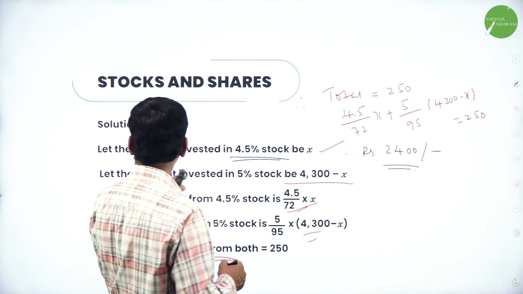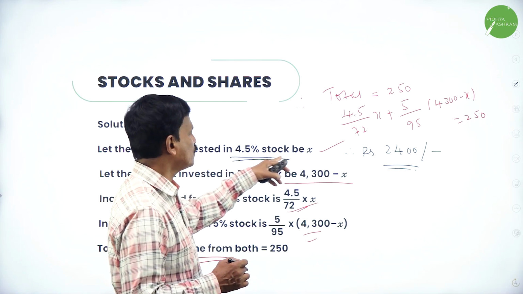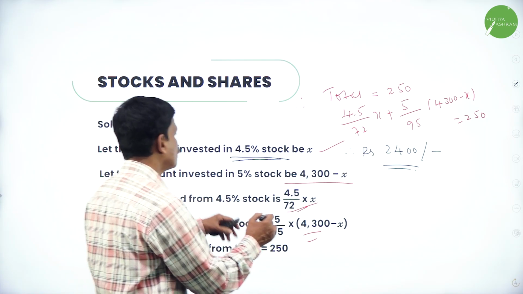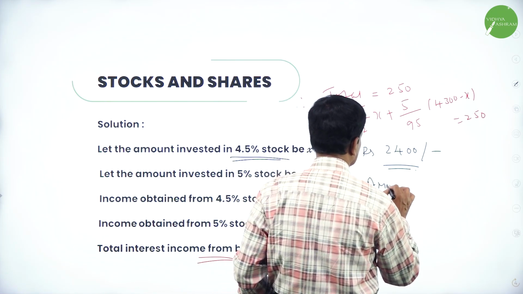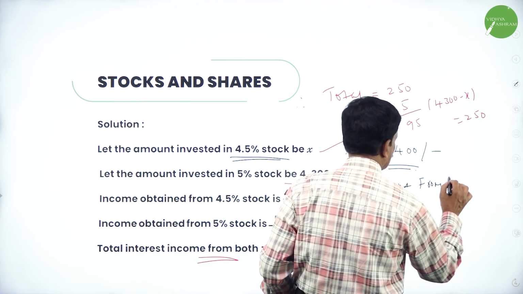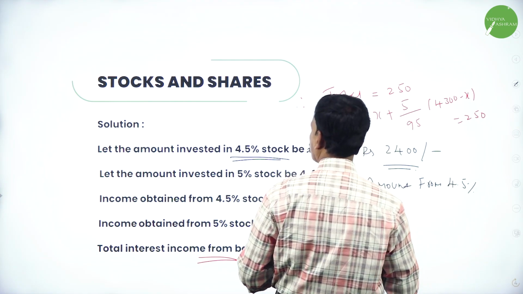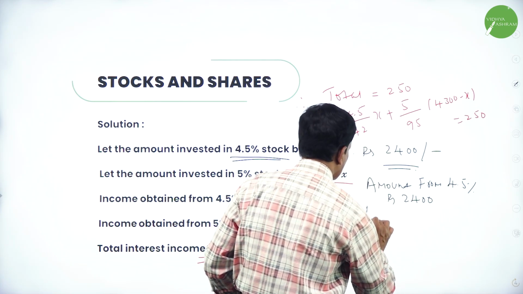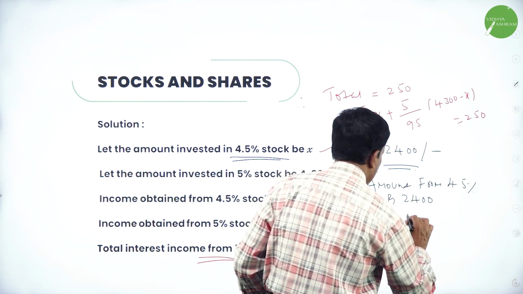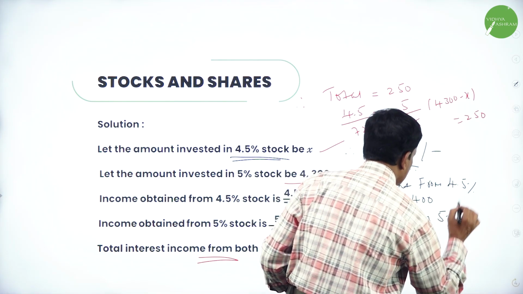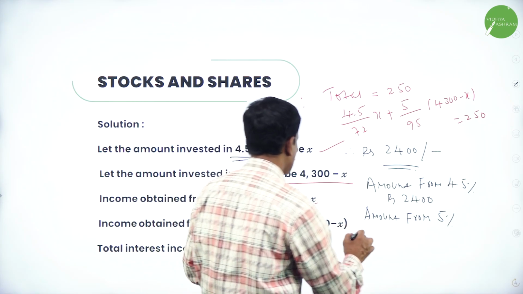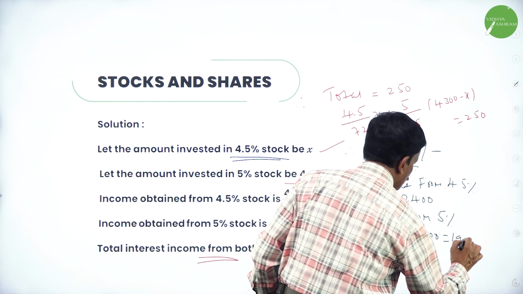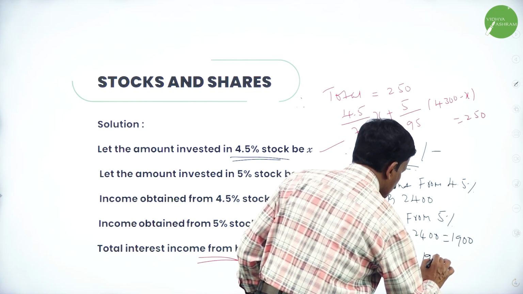Similarly, the amount invested in 4.5% stock is X, that is 2,400. The amount obtained from 4.5% is 2,400. Similarly, the amount obtained from 5% is, just subtract, 4,300 minus 2,400, that's equal to 1,900 rupees.